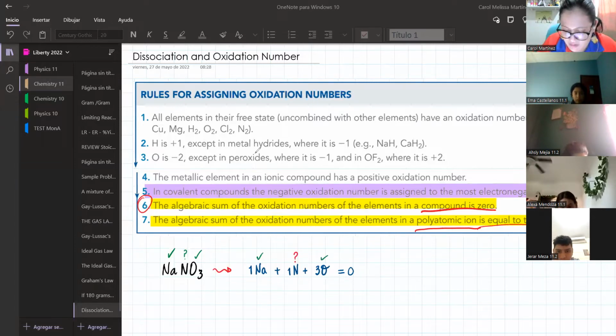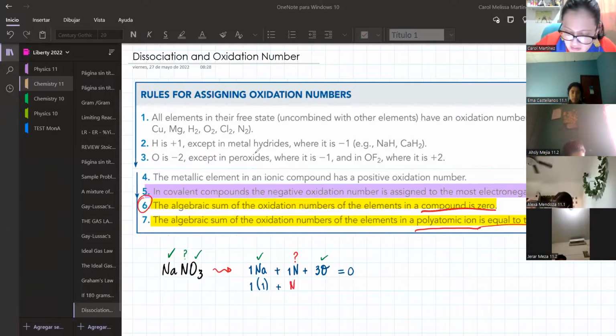So 1 sodium is going to be 1 times the charge of sodium, that is how much? 1. And 1 N is going to give me just N, just nitrogen. And 3 oxygen is going to be 3 O's, 3 times the charge of oxygen, that is -2. It's not a peroxide, okay? It's not OF2, so it's going to be -2.